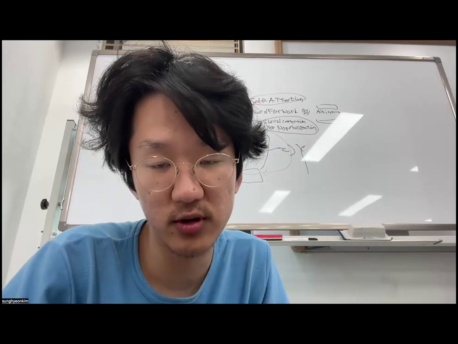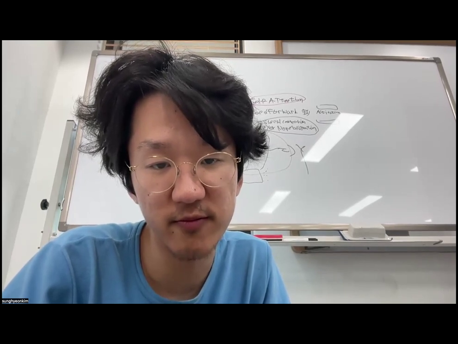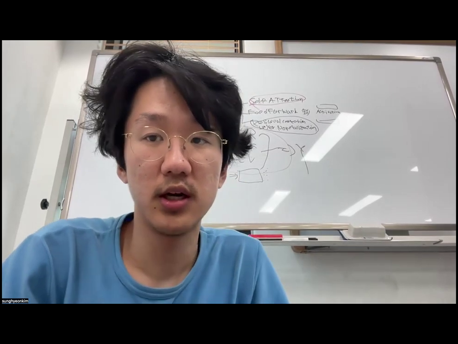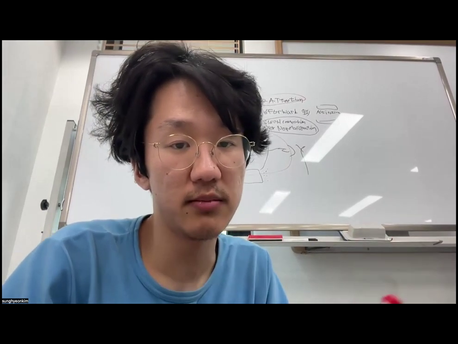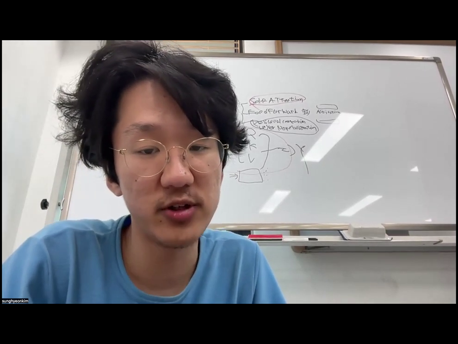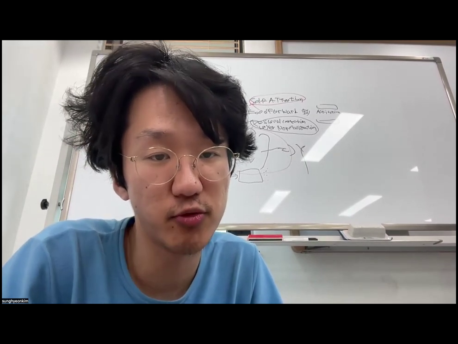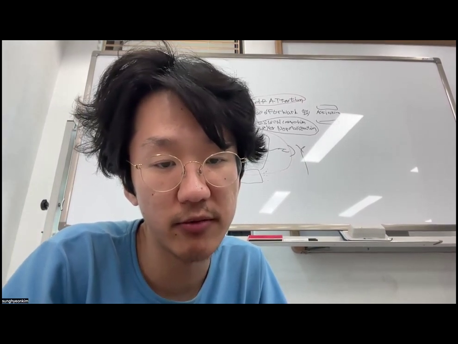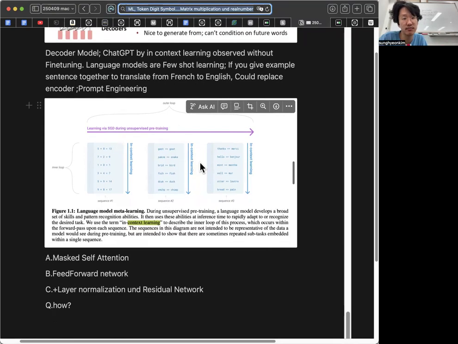So right now what we are doing is pre-training. The transformer has an encoder and decoder, but these days we just use decoder models like ChatGPT. We say in-context learning, which is observed without fine-tuning, in the Language Models are Few-Shot Learners paper. If you give example sentences together to translate from French to English, then maybe it could replace the encoder. And these days we sometimes call it prompt engineering.